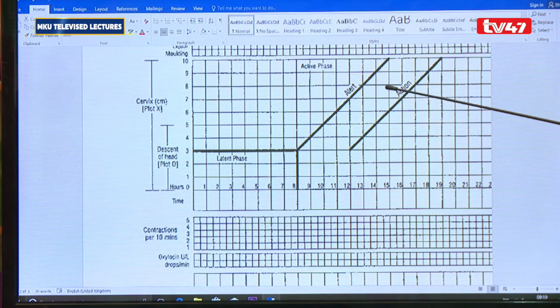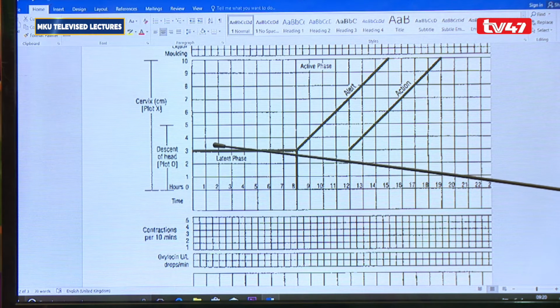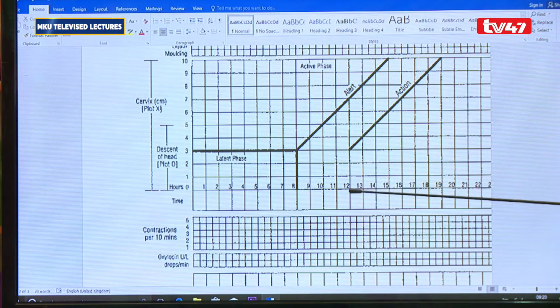What does the action line mean? The action line means that if a mother comes at around 3 centimeters and then 12 hours down the line, or 11 hours down the line, cervical dilatation is 4 centimeters, 11 hours, 4 centimeters, we have to take action. We do what we call augmentation of labor.